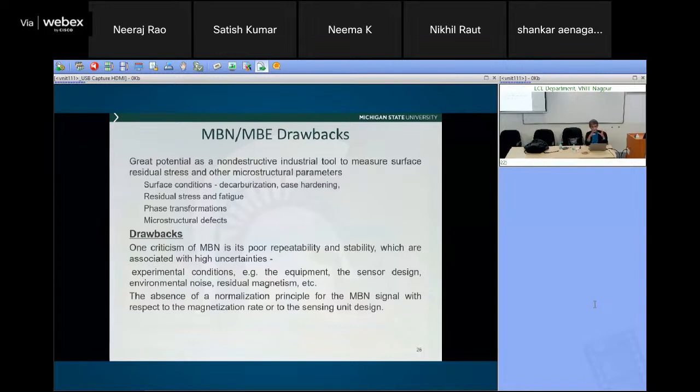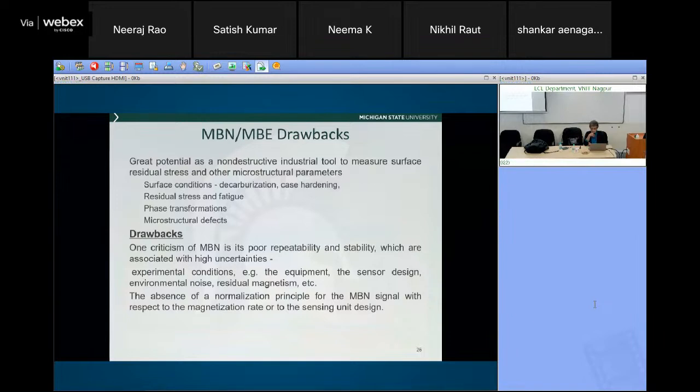Phase transformation from austenitic to martensite. Because it is anisotropic, you can. But flux leakage will also do the same thing. And in general, my choice would be to go for flux leakage rather than MBN. But I thought I'll just talk about it because it is one of the reported methods. And there is a group of people in Wales, there is a center for magnetic materials where they do a lot of Barkhausen noise.